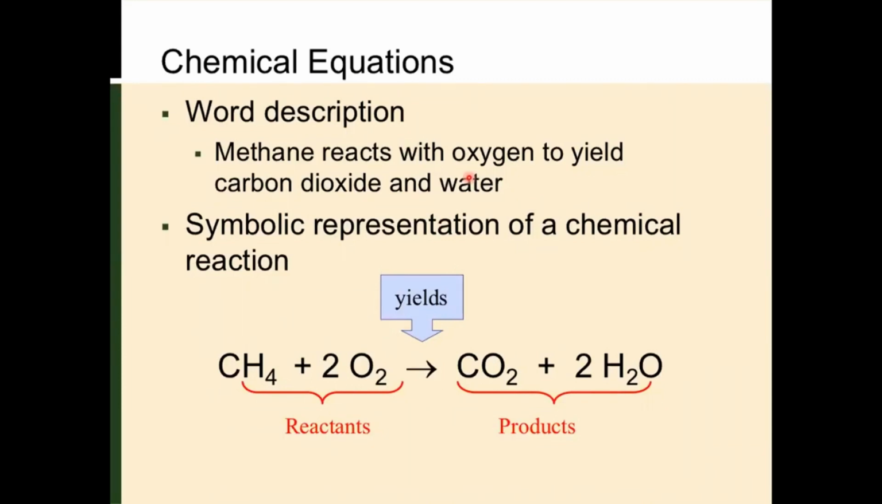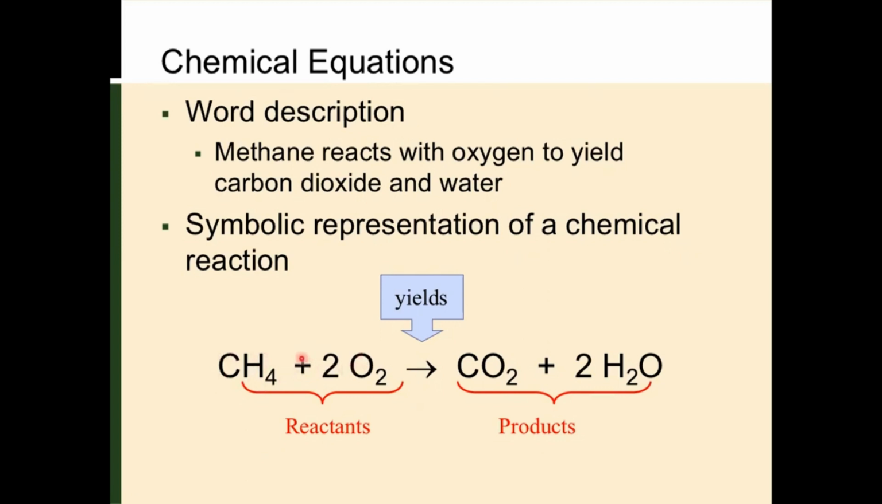So the methane here is the fuel, and then we end up with carbon dioxide and water. That's a nice word description, but it doesn't really tell us anything about the numbers of atoms and molecules involved. And so typically in chemistry, we'll use what's called a symbolic representation of a chemical reaction, which is shown below. Here we have the methane, which is CH4.